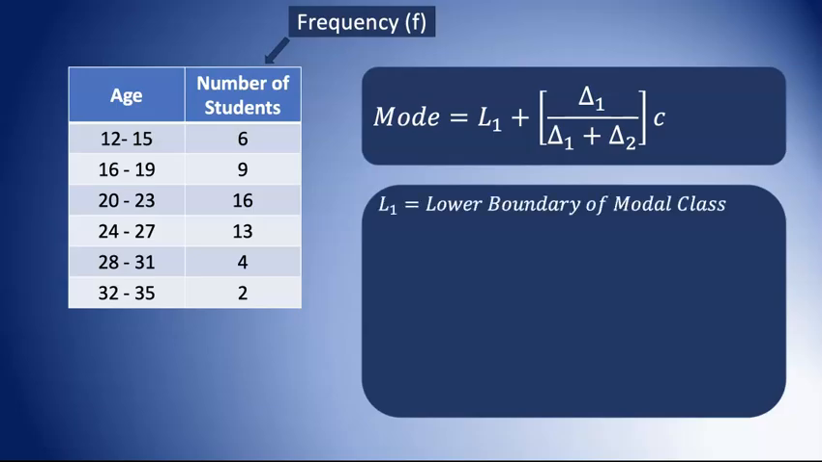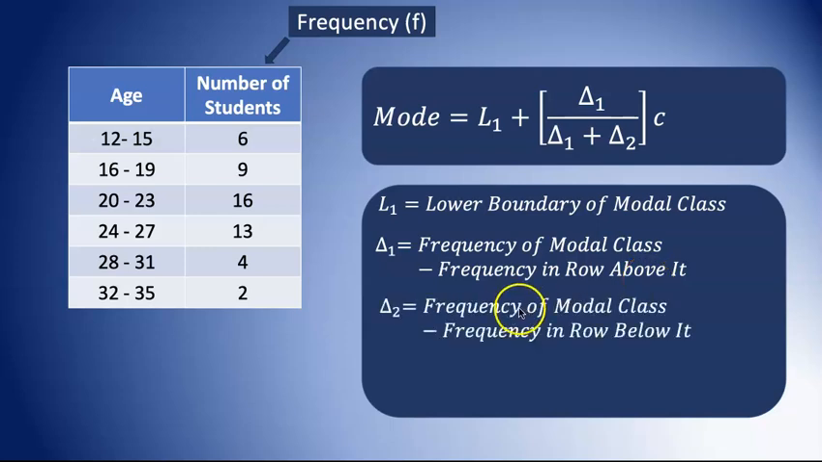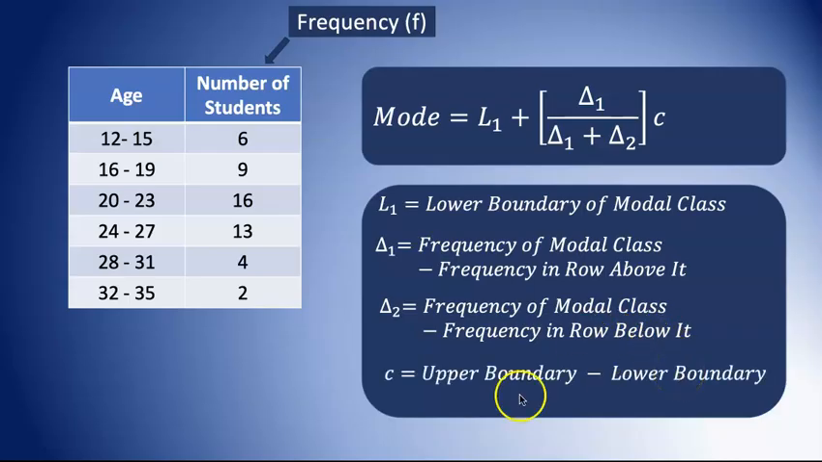So L1 is the lower boundary of the modal class. Delta 1, the triangle, we call it delta. Delta 1 is the frequency of the modal class minus the frequency in the row above it. Delta 2, frequency of the modal class minus the frequency in the row below it. And the class width, C, is just the upper boundary minus the lower boundary.